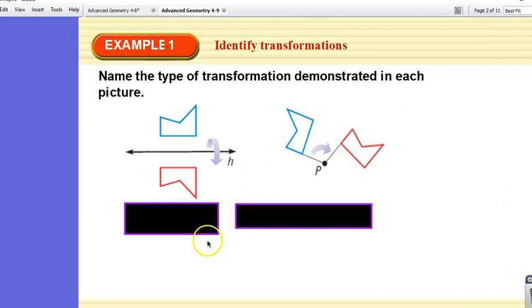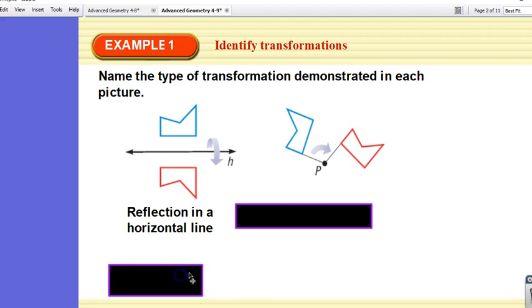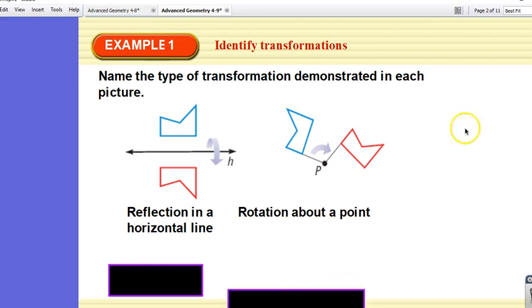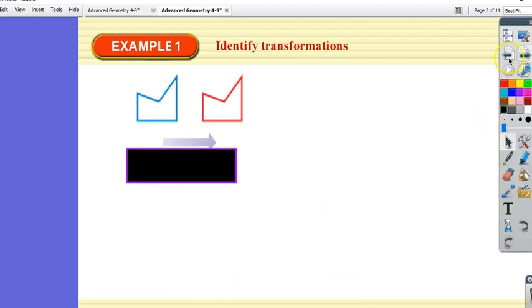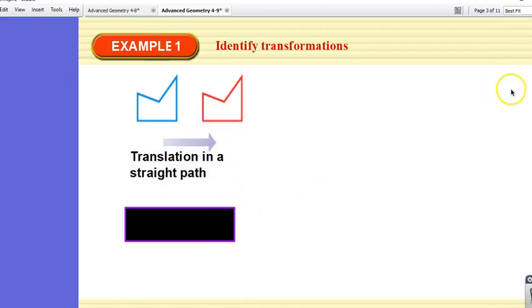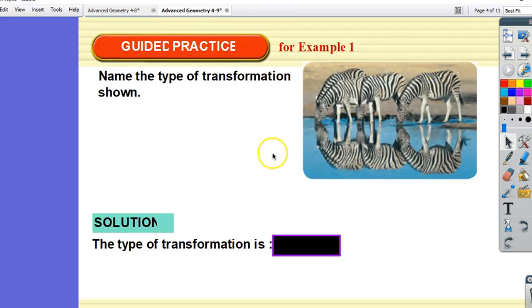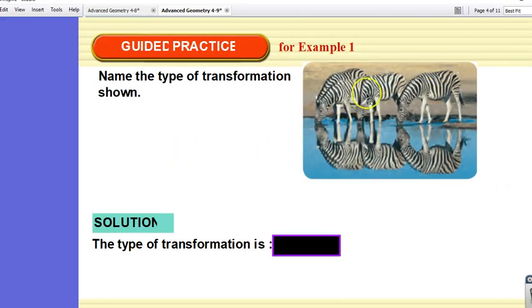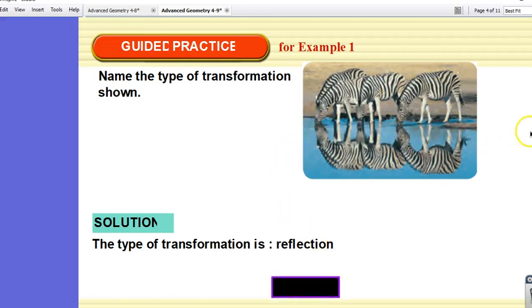Alright, so name the type of transformation demonstrated in each picture. What's going on with this first one? It is being reflected over a horizontal line H. How about here? A rotation. It is being rotated about point P, clockwise, right? Rotated clockwise about point P. What's going on here? Translation to the right. And here? Reflection, right? It's being reflected across the water, across a horizontal line.